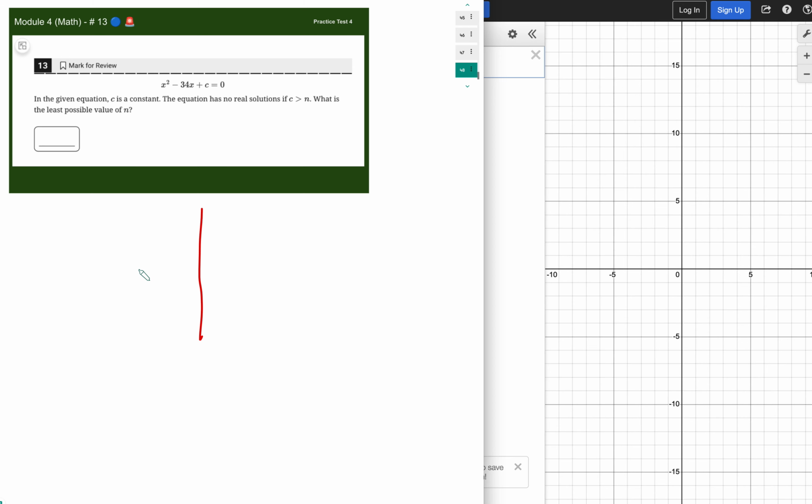So if you were to graph this equation, so you graphed y equals x squared minus 34x plus some value c. Well, if the graph ended up being like this, these are two x-intercepts. That means two solutions. And if the graph was like this right here, that touched right there, that'd be one solution. And this right here, 0 solutions.